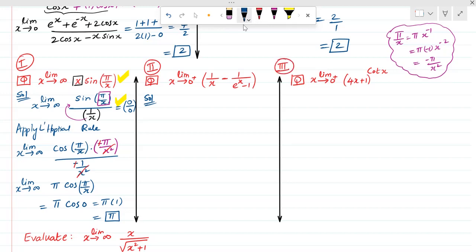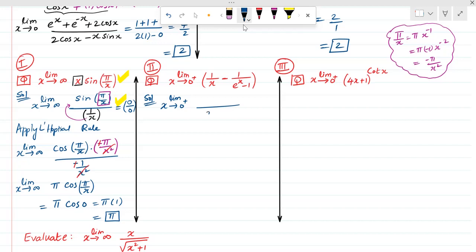Now what is this one here? So you will apply the limit. You will get 1 over 0, which is infinity. 1 over 0 is infinity. Infinity minus infinity. So I have to make it in the proper form. Just cross multiply. What happened?